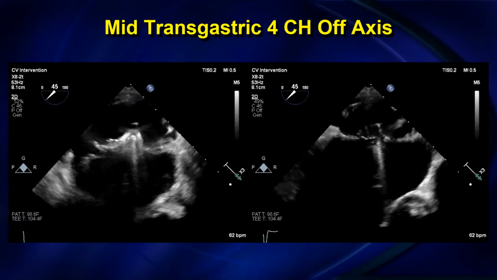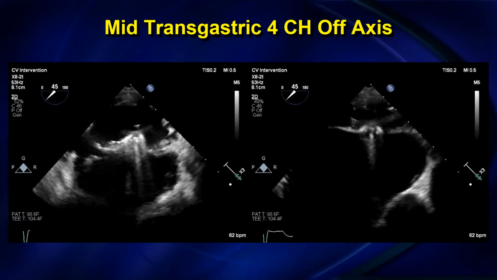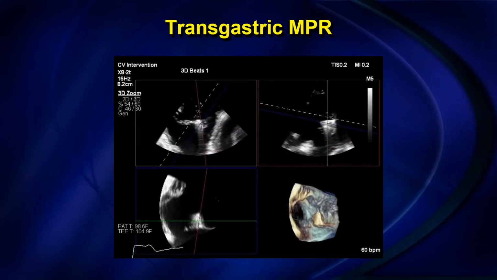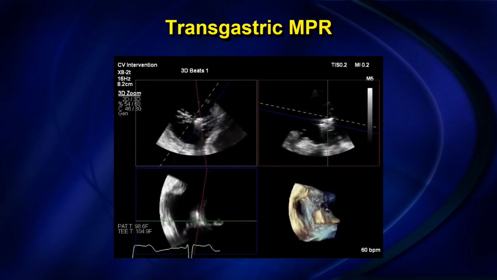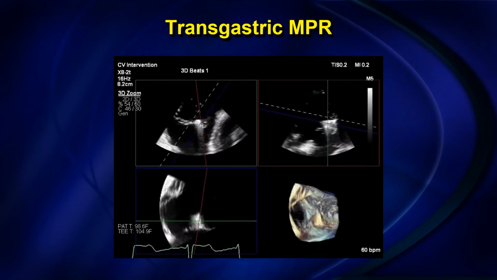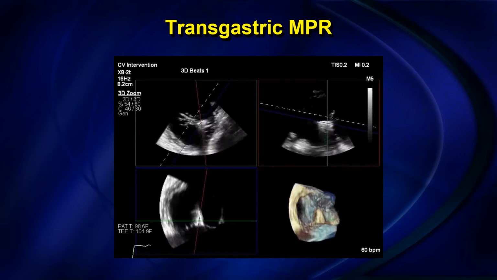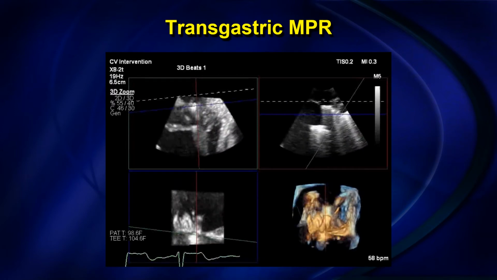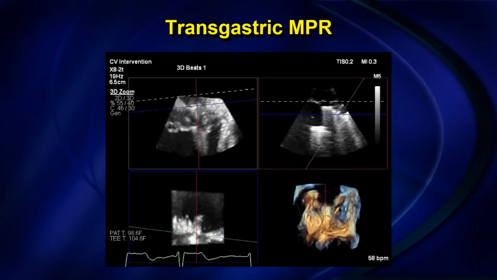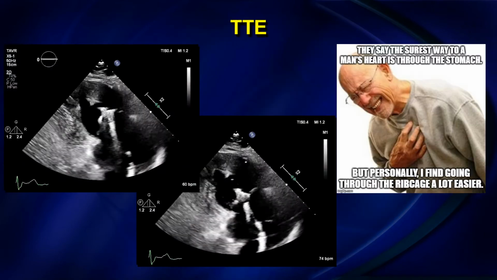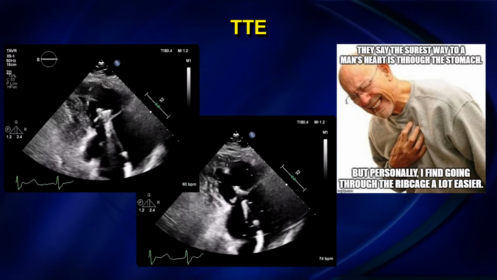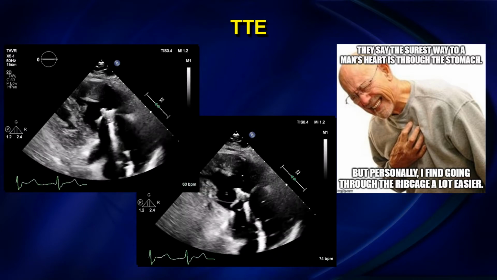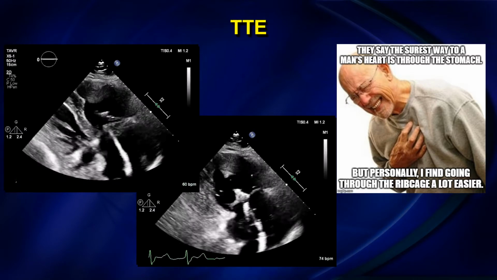Here's another example of this upside-down transgastric view. If the transgastric short axis views are good, 3D multiplanar reconstruction can also be performed and manipulated to demonstrate leaflet insertion. Here's another example of 3D MPR from transgastric views to demonstrate leaflet insertion. While the transgastric views are often helpful, occasionally you may need to resort to alternative imaging such as transthoracic imaging to demonstrate leaflet insertion.